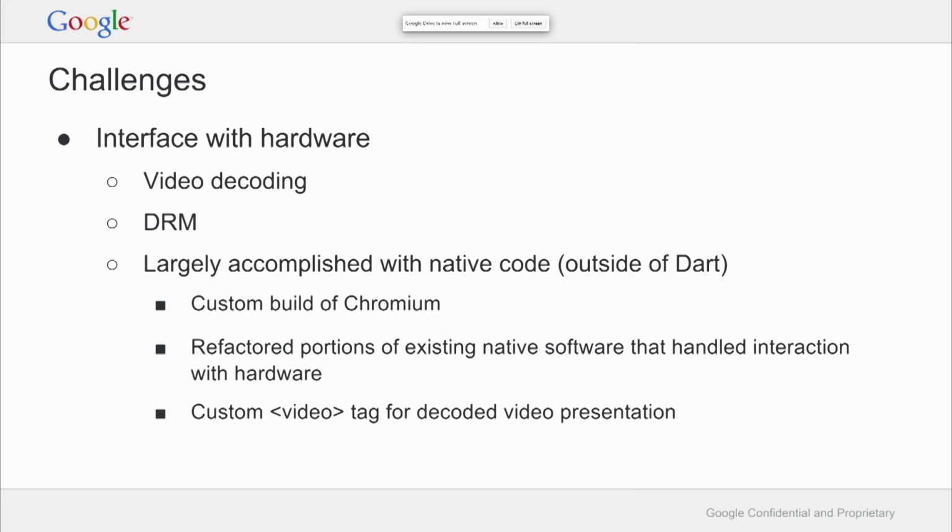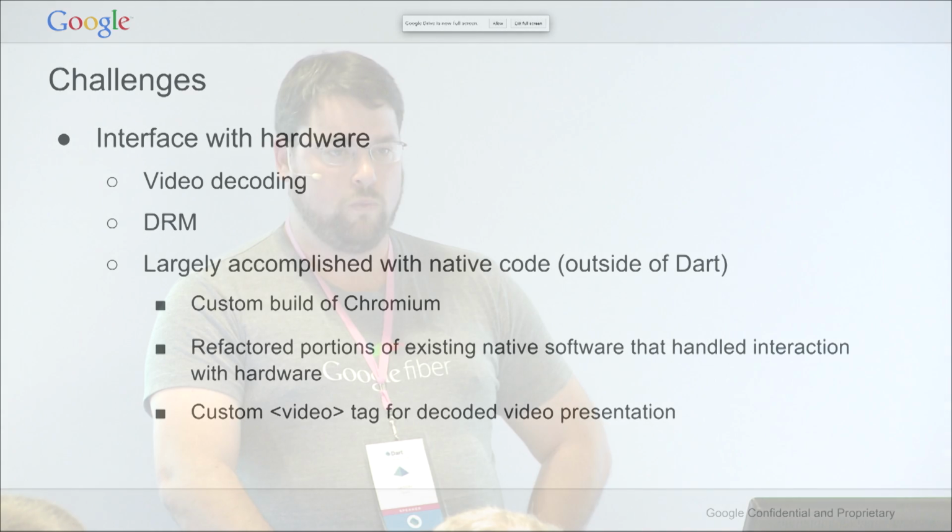Largely, this was accomplished outside of Dart with native code. So we have a custom build of Chromium with a custom video tag that we can move around the screen. That talks straight to the decoders. And some of the existing native software that was working with the old system, we refactored parts of that and moved some of it into Chromium. Some of it stayed on the storage box. And so that's how we dealt with getting the video actually decoded so you could actually watch TV.